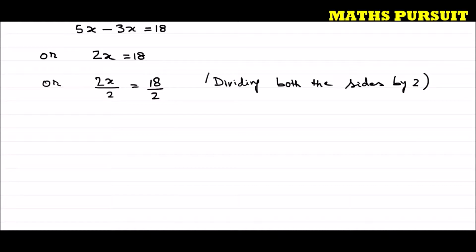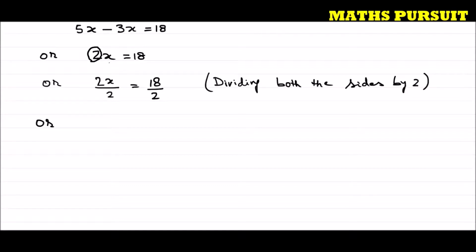And why I am dividing both the sides by 2? Because I want to eliminate this 2 from x. If I can eliminate this 2 from x, then only I can find out the value of x. So if I want to take out this 2, I need to divide with 2. For that reason, I am dividing the left hand side by 2. If I am doing something to the left hand side of the equation, I should do the same thing to the right hand side of the equation. This is by rule. So for that reason, I am dividing both the sides by 2.